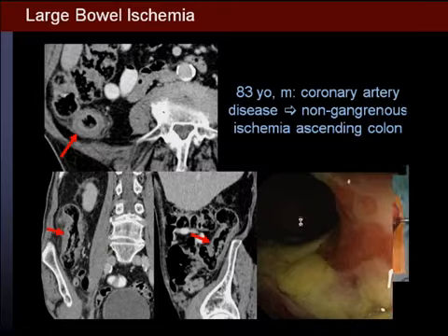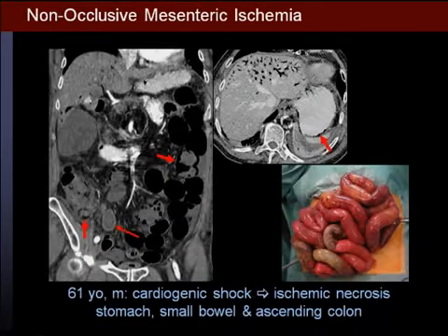This is different from this patient, classical non-occlusive mesenteric ischemia in a patient with a cardiogenic shock. He has necrosis and this pneumatosis in the wall of the bowel and in this portal venous gas. So this is indicative of a transmural necrosis, and this patient requires obviously surgery.